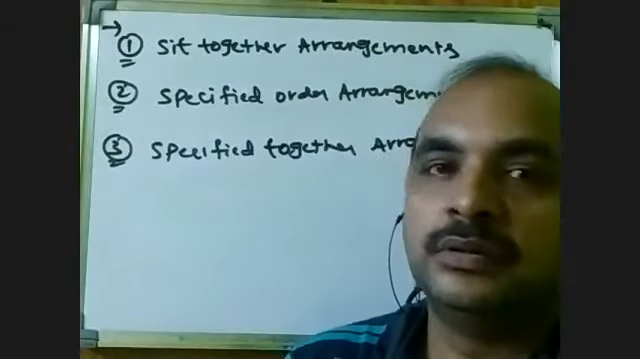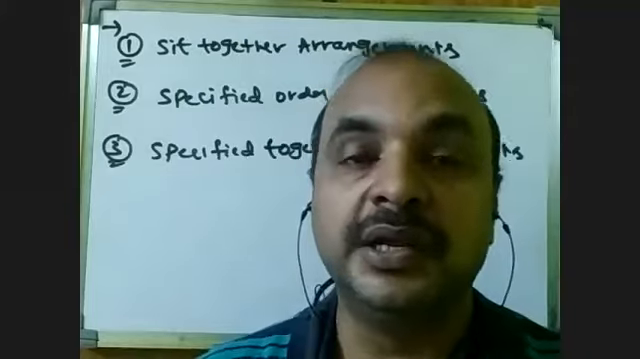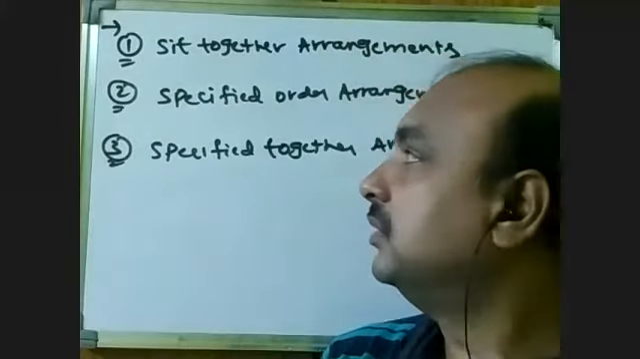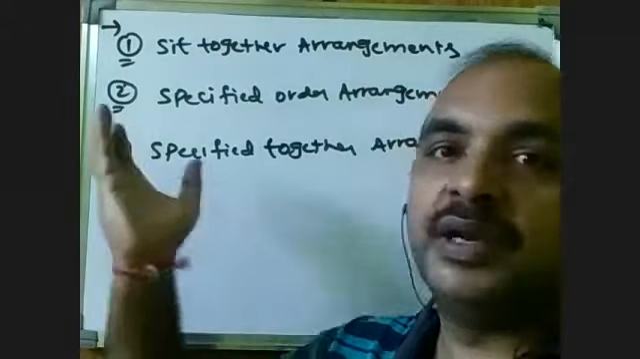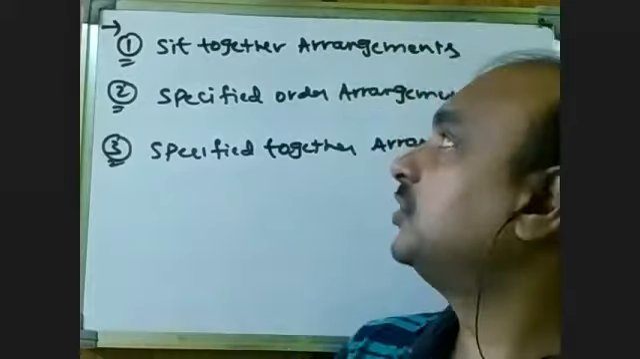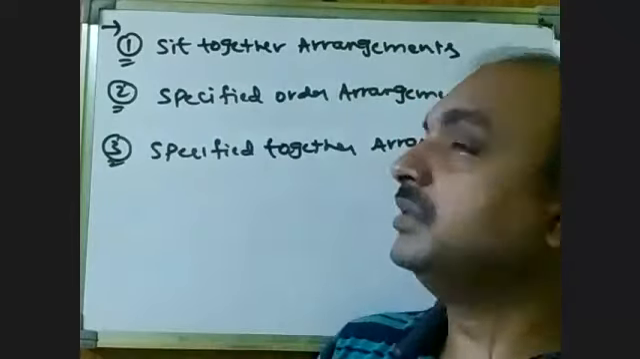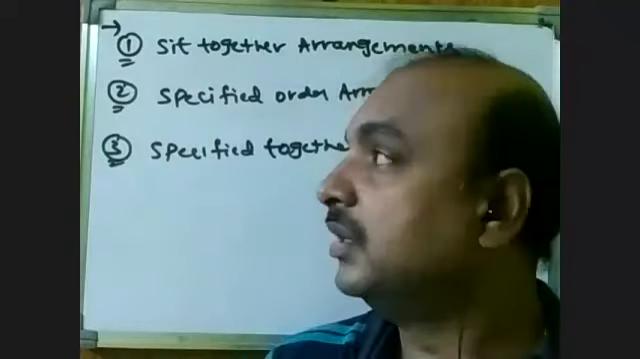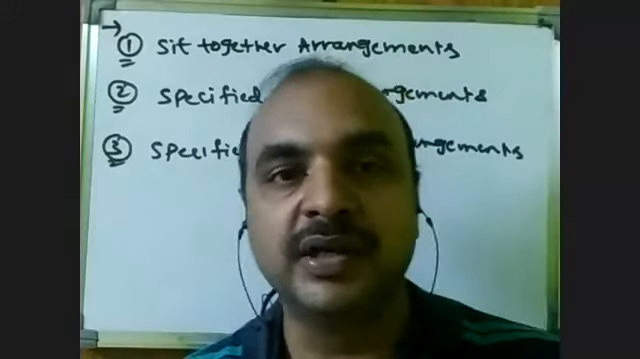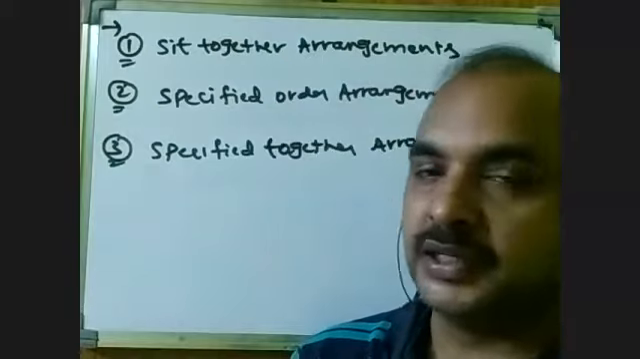So we are discussing linear permutation. In linear permutation, these three are very important arrangements. The first one is sit together arrangements. The second one is specified order arrangements. And the third one is specified together arrangements.